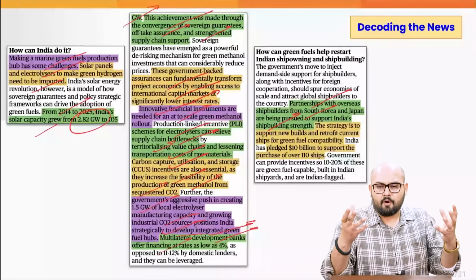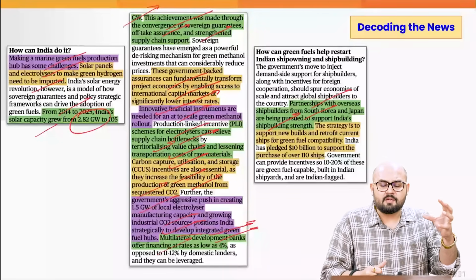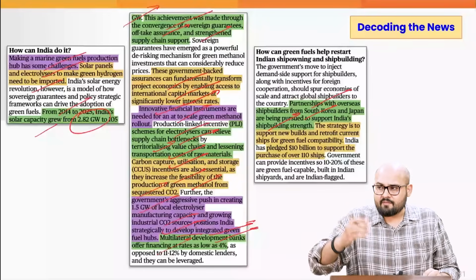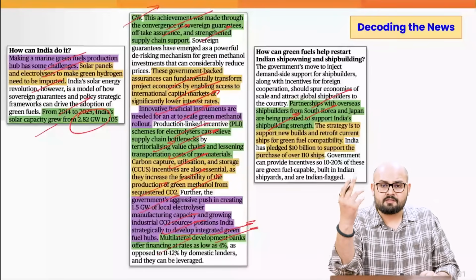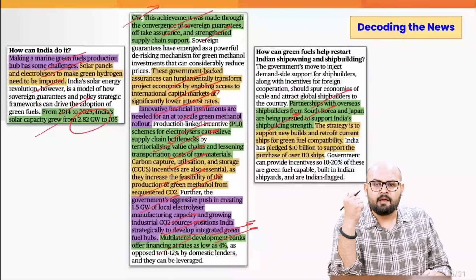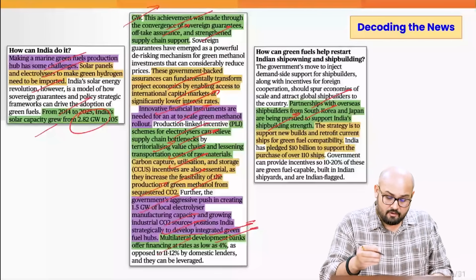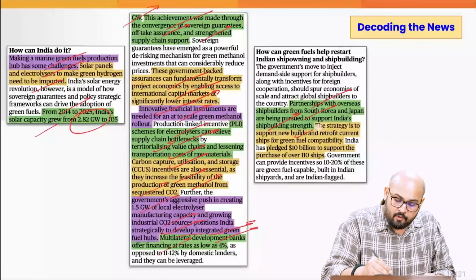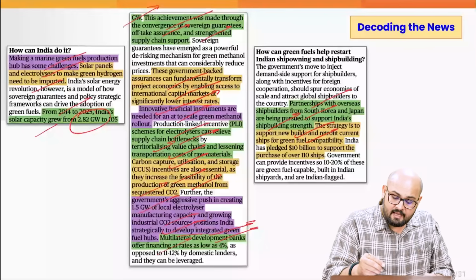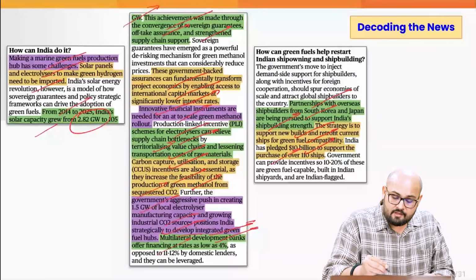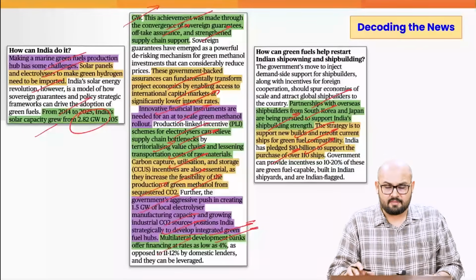It's very important. If we can focus on green fuel supplies for the ships, we can also focus on the shipbuilding industry. We have countries like South Korea and Japan who have mastered the art of shipbuilding. So why can't we have the same thing, right? If we are focusing on one aspect, the other is also possible. The strategy is to support new builds and retrofit the current ships for green fuel compatibility. India has pledged almost $10 billion in support for the purchase of over 110 ships. That is what you have to understand.